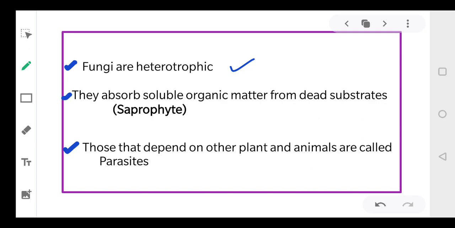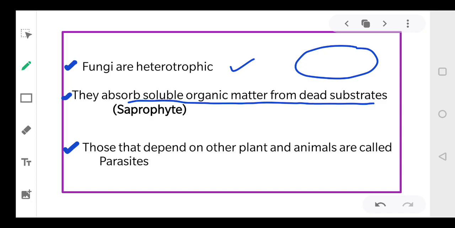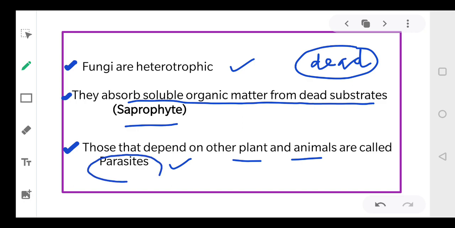They absorb the soluble organic matter from dead substrates. Suppose anything is dead, rotting, decaying, okay? So fungi can easily grow on that dead matter, and that is why the fungi are also called saprophytes. Sapro means dead, phytes means plant eating. So these are the organisms which eat the dead decaying matter, right? And some of them depend on other plants and animals, and that is why they are referred to as parasites.